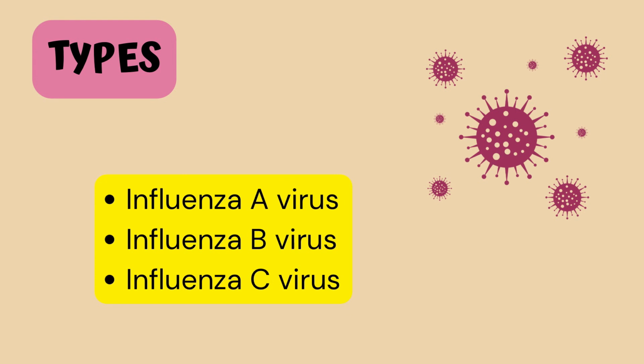There are three main types of influenza viruses, A, B and C. Influenza A and B viruses are responsible for seasonal flu outbreaks in humans, while influenza C virus causes mild respiratory illness and it is less common.